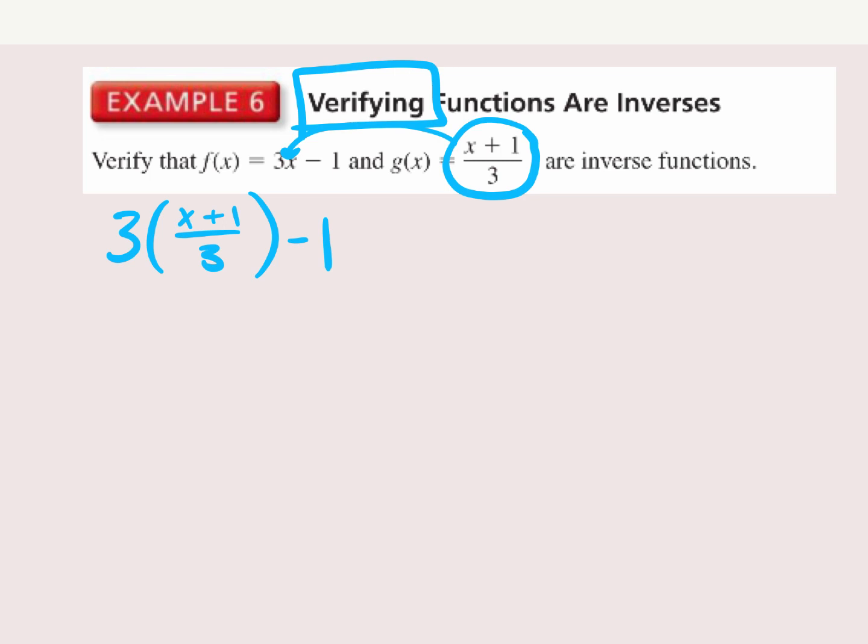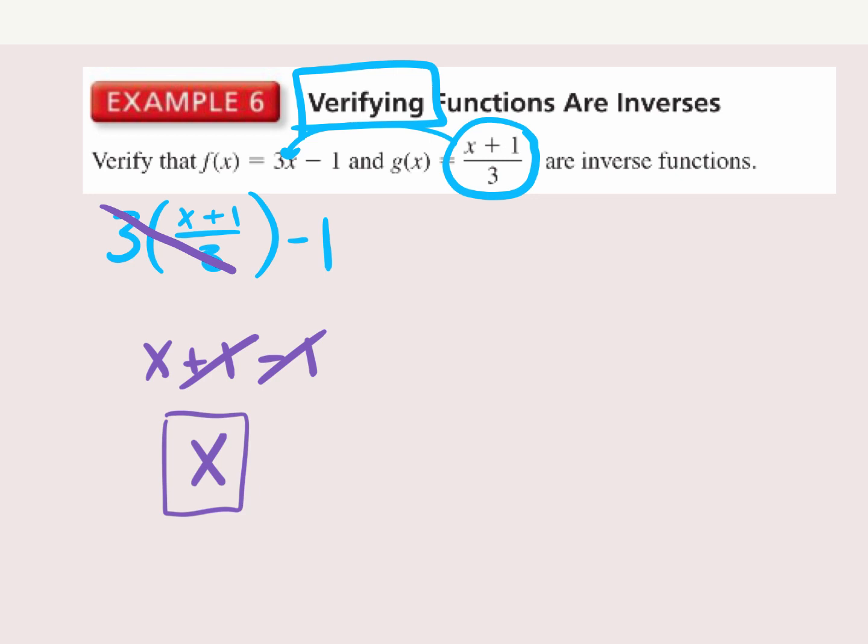What would I do to simplify? So usually things will cancel out because they're inverses. So if you're multiplying and dividing, adding and subtracting, they cancel. So what cancels here? The 3's. Because I'm multiplying by 3 and dividing by 3, so they'll cancel. So I have x plus 1 minus 1. Anything else cancels? The 1's. Plus 1 minus 1 would just be 0, so I'm left with x.